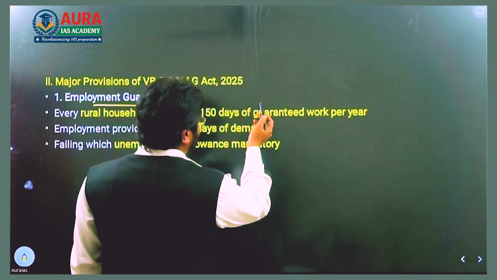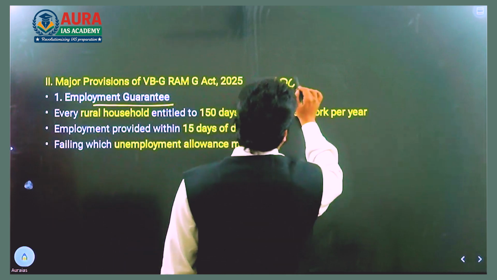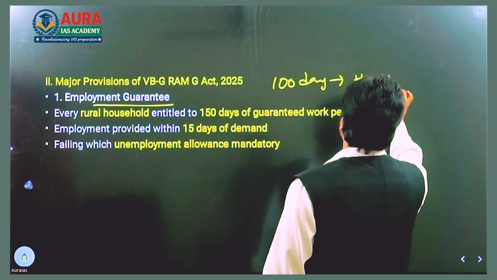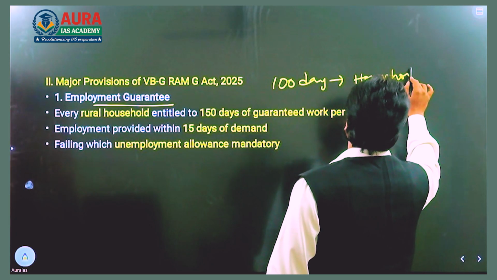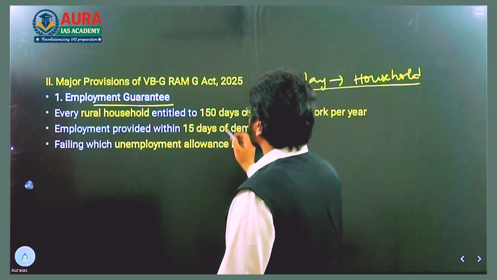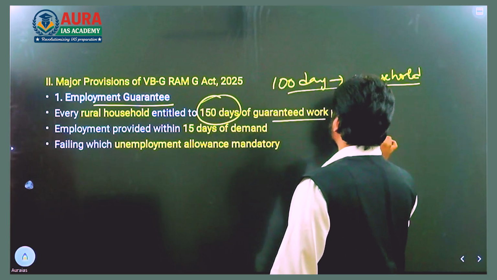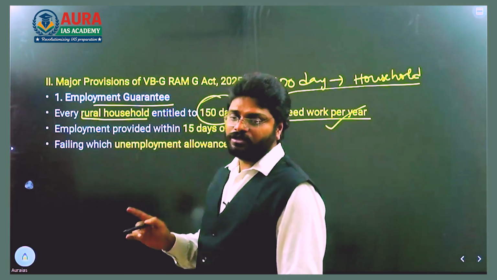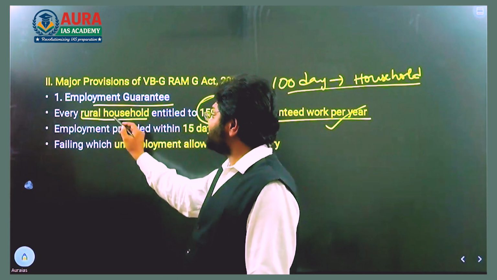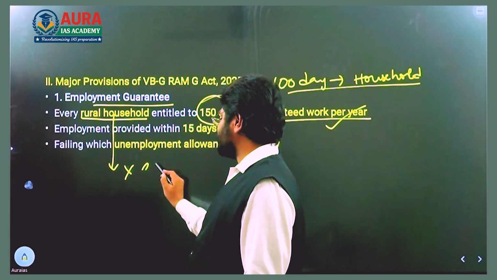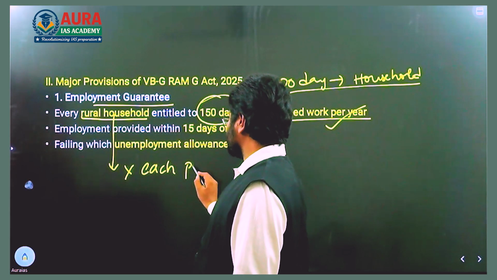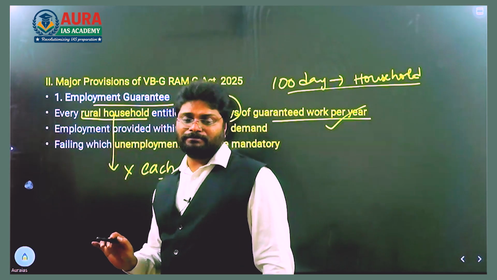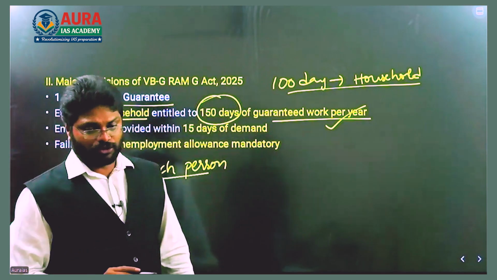While MG NREGA guaranteed 100 days of work for each household every year, this act provides 150 days of guaranteed work per year. Here it is for a rural household. You should be very careful. It is not for each person. It is for all the family members that we consider as a household.